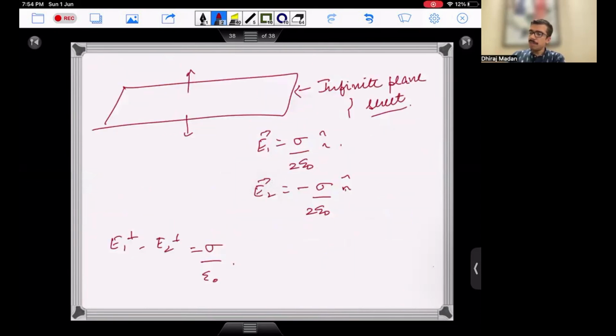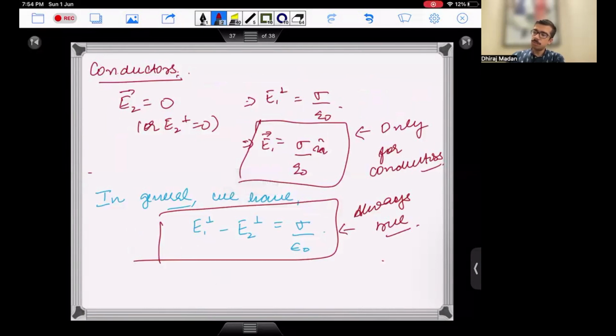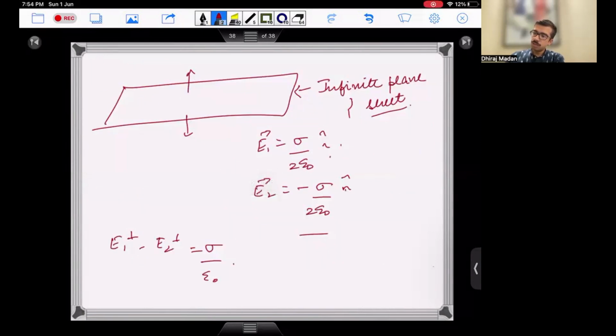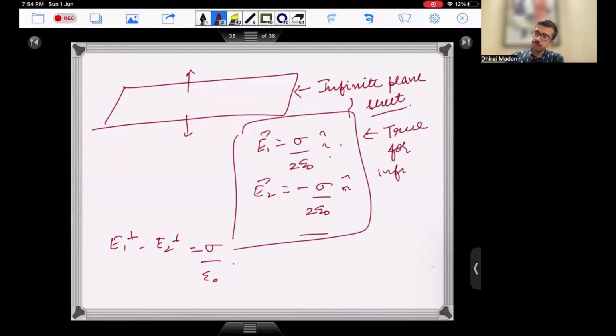And in the infinite plane sheet, when we saw the result, it's true again whether this was conducting or non-conducting, but we made one assumption, which was that this was infinitely spreading and uniformly charged. So here there is essentially no assumption of uniform charge. That is true for an infinite sheet which is uniformly charged.